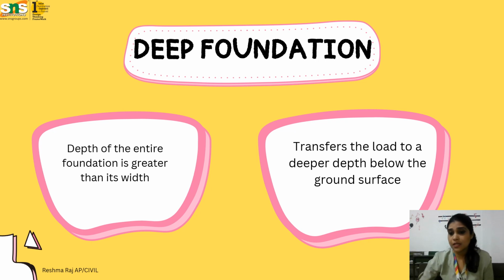Why we are selecting deep foundation. The main reason why we are selecting deep foundation is because of the types of soil, or the condition of the soil. Deep foundations are often used in areas with very weak or compressible soil layers near the surface. If the soil near the surface of the building is very compressible or very weak, we will go for deep foundation.